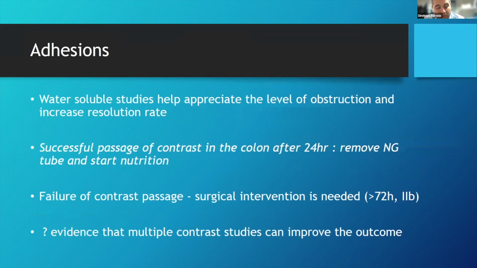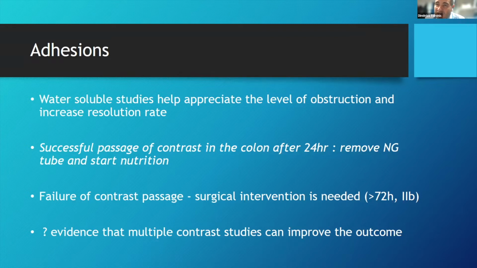So what do we do on these occasions? As we said, prompt decompression of the bowel and fluid resuscitation will help with spontaneous resolution. After we have decompressed the bowel, water-soluble studies with gastrografin will help appreciate the level of obstruction, and also will help us solve the problem. The presence of the contrast in the colon after 24 hours, as Nirav said, is a good predicting factor that the obstruction is resolving, so we can remove the NG and start liquid nutrition initially. Failure of passage of the contrast to the bowel most likely will indicate that surgical intervention is needed.